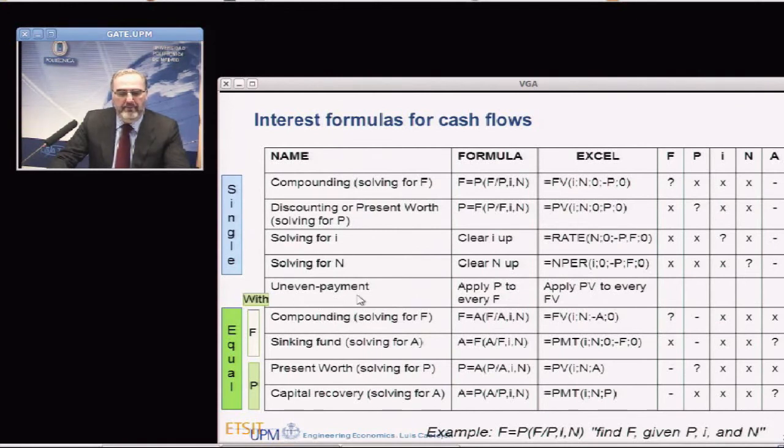An even payment. How do we solve? We know the formula is applying the present value formula to every future value. So if I have future values, for example, in year 1 of 10, in year 2 of 100, in year 3 of minus 200, how can I calculate the present worth of those payments? By applying the discounting formula, not the compounding, the discounting.